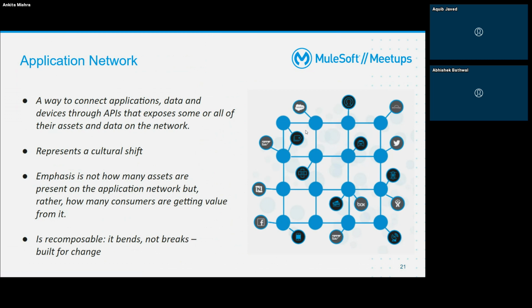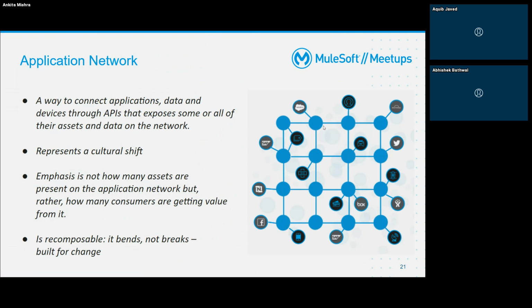Now we are actually in a cultural shift, and not only from traditional to API-led connectivity, but also from one technology to another technology, from one device to another device. Now this shift is very easy. It puts an emphasis not on how many assets are present on the application network, but rather on how many consumers are getting value from it.